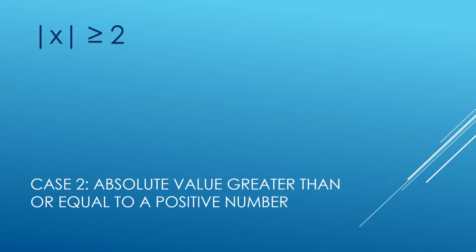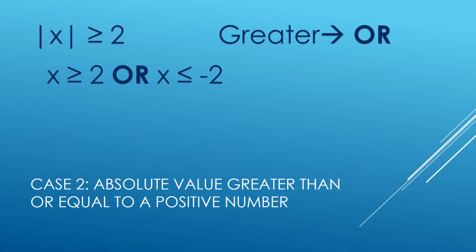Okay, another version of case 2. Again, we're going to use the greater than or equal to a positive number, which is going to be identical, except we're going to use the brackets. Again, it's greater, so "or", and we have x greater than or equal to 2 or x less than or equal to negative 2.